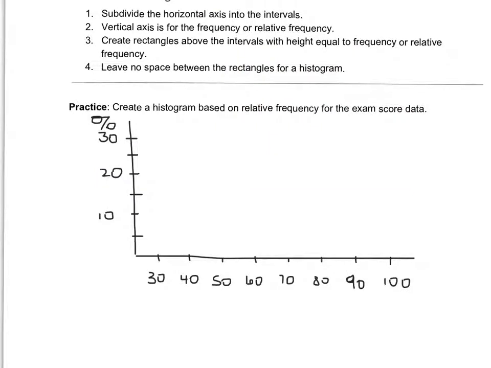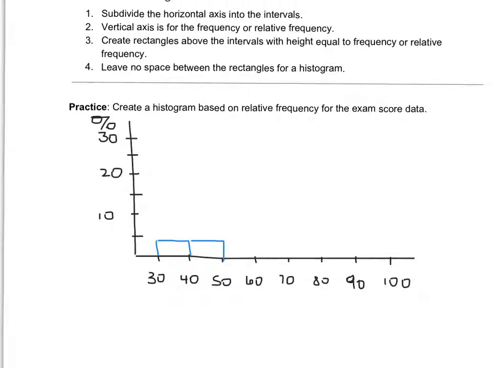Okay, let's create the histogram based on relative frequency for the exam score data. If you have that in front of you, follow along, or you might want to try this on your own and then watch. Now, this isn't going to be super pretty. I don't have the ability to use a ruler, and it's a little cumbersome, but you'll get the right idea. So first class, 30 to 40, we've got relative frequency of 4%. So we'll do a rectangle up to 4%, and 40 to 50 is also 4%.